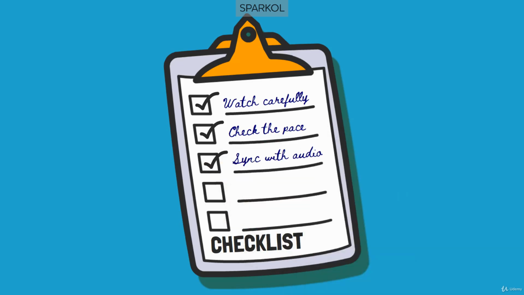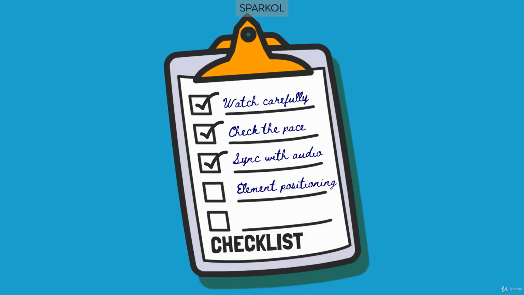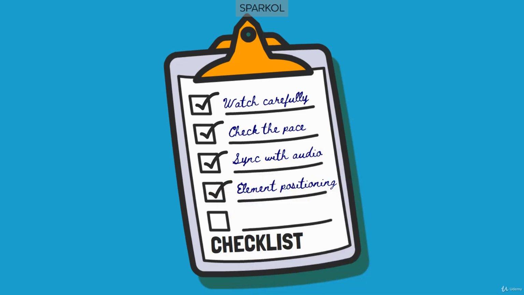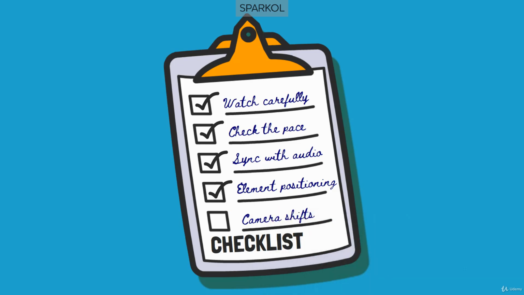Next, watch it again, and this time concentrate on the visuals. Are all the elements positioned well? Watch out for elements showing when they shouldn't, either at the edge of a scene or during a transition. And check the camera doesn't shift position when it shouldn't. This is usually because one or more of the elements has a slightly different camera setting than the rest.